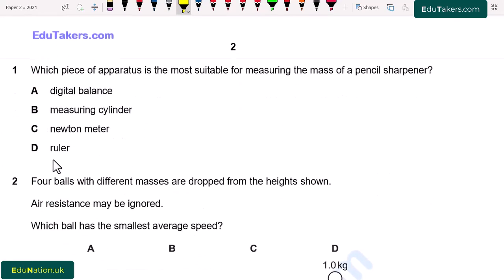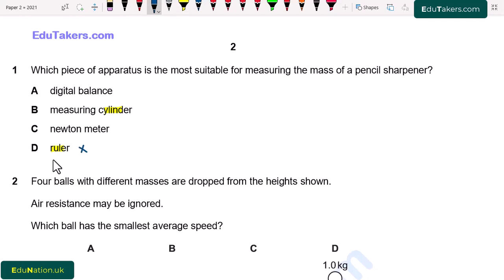Question number 1. Which piece of apparatus is the most suitable for measuring the mass of the pencil sharpener? So which one of the following is most suitable? A. Digital balance, B. Measuring balance, C. Newton meter and D. Ruler. So ruler is basically used for the measurement of length.